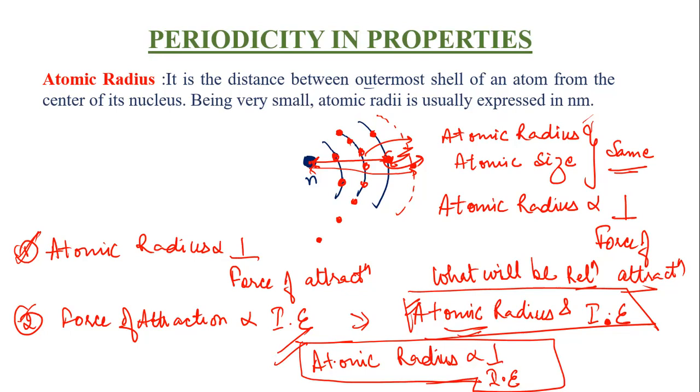And vice versa. If the radius is very, very small, then we require more ionization energy to remove that electron. Got it? Any doubt? Understood.